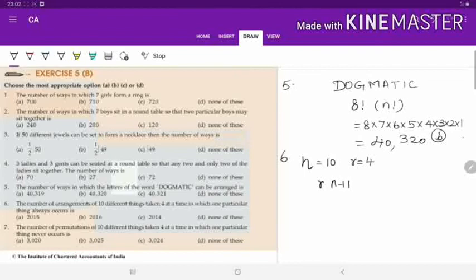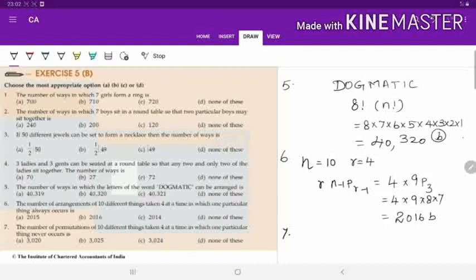Let's substitute the values in this formula: r into (n minus 1)P(r minus 1). We get 4 into 9P3, which is equal to 4 into 9 into 8 into 7, which gives us 2016. Option B is the answer.